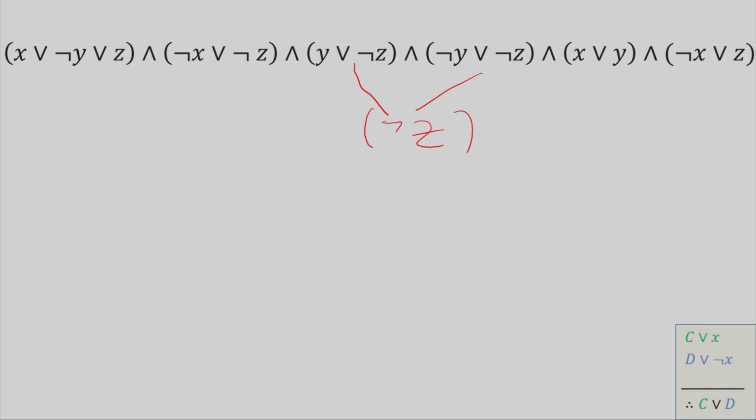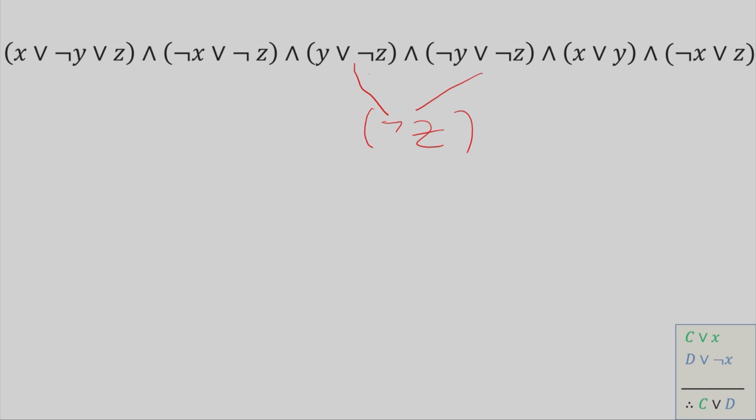But here's the caveat. What would you get if you try to resolve those two clauses together? From the first one, you get not y or z. From the second one, you would get not z. So you get not y or z or not z. But wait a moment, z or not z is always true. So you would get something that's always true, and it's kind of useless for trying to derive false. So let's do something else instead.